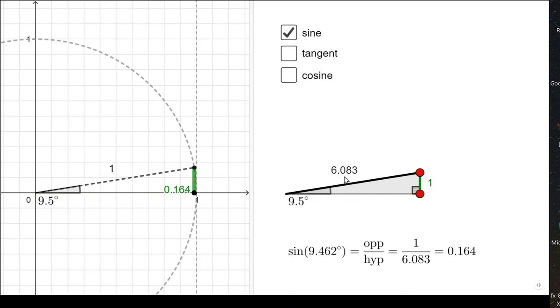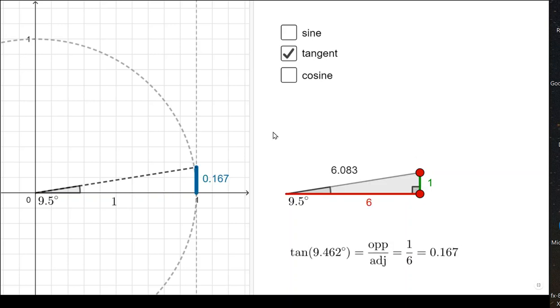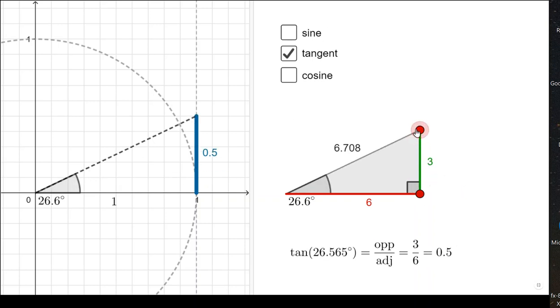Recap on sine. What's the meaning of the sine of 9.5? How many 6.083s fit on the opposite? That leaves tan. A slightly different picture here, in that the line segment we draw on the unit circle is from the outside rather than the inside of the circle, from the end of the circle.